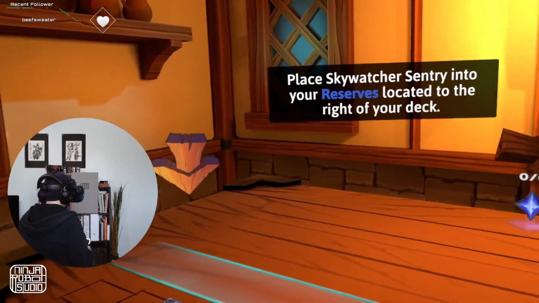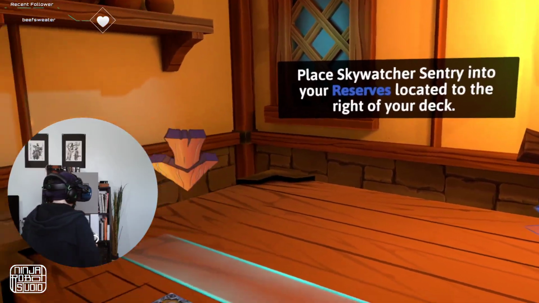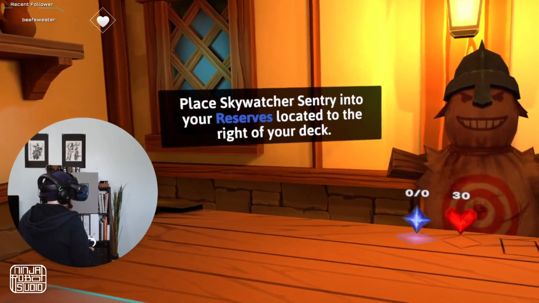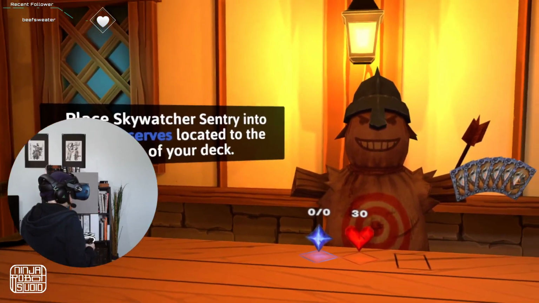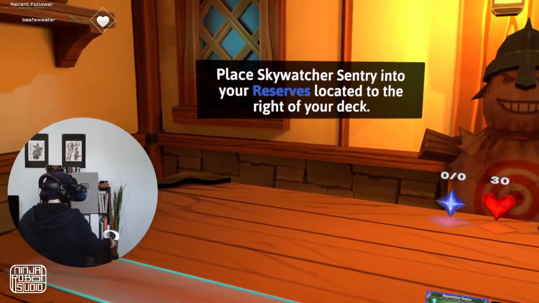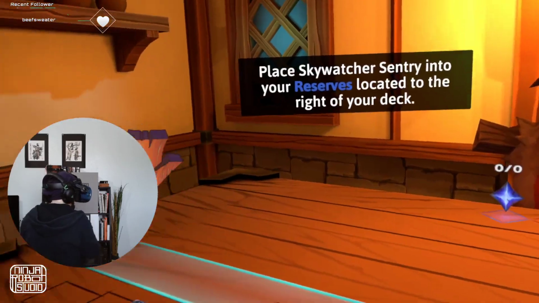So wait, why is this highlighted when you're telling me to put it here? Because I almost played it. Don't highlight it. If you're teaching me to do something, I almost put it there because I didn't see this, because it's way over here.